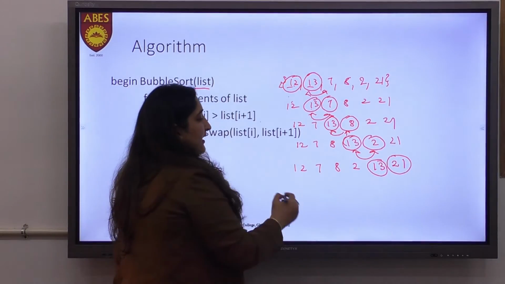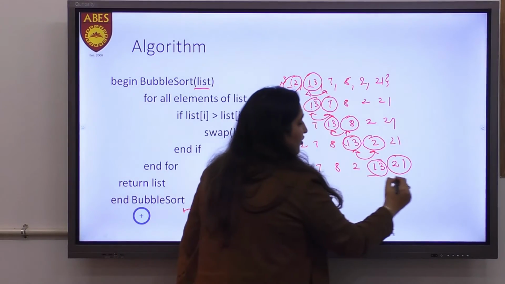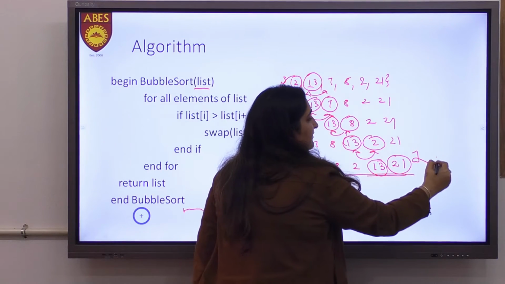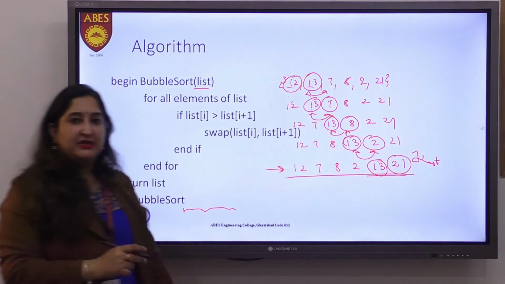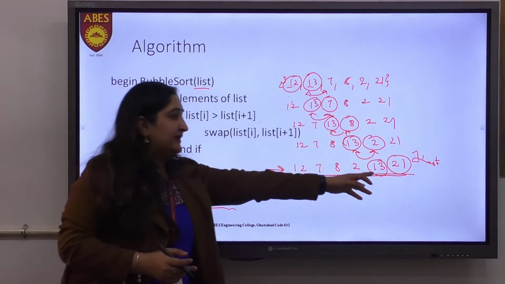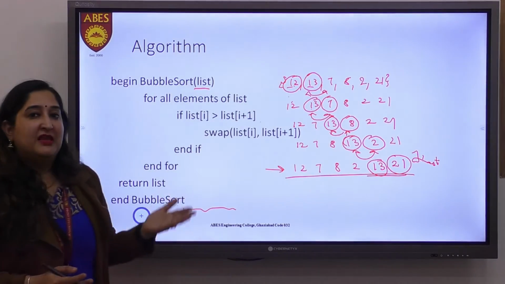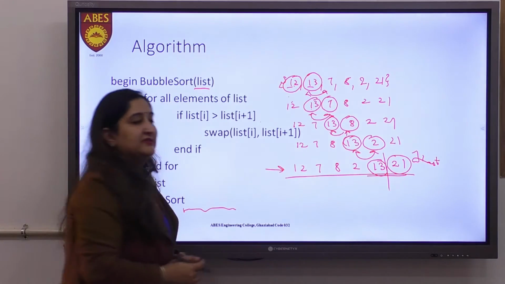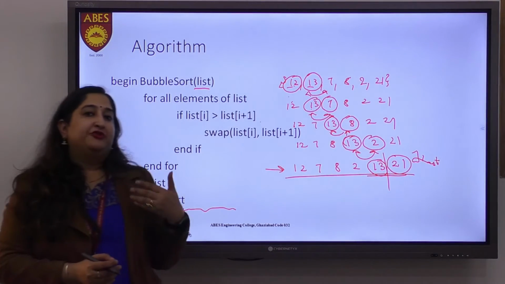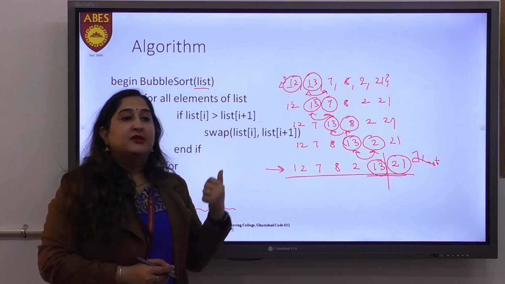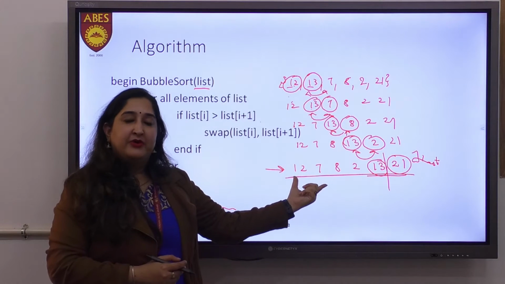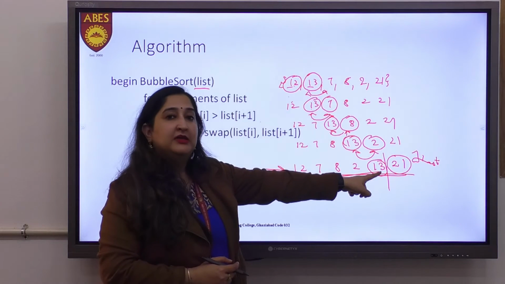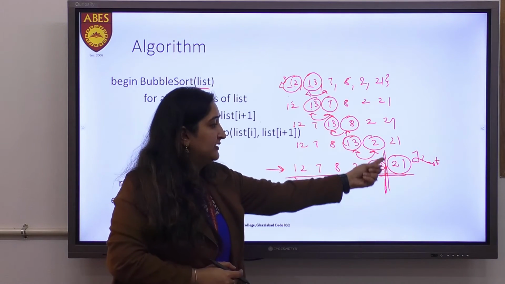So as we can see, at the end of one pass, my largest element is at the last. 21 is my largest element, and it is at the last. So in the next pass, I will only evaluate up to the second last element. That means after the first pass, I make sure that from the remaining list, the maximum number will rise to the top of the list. That is only up to this wall. This is a wall.